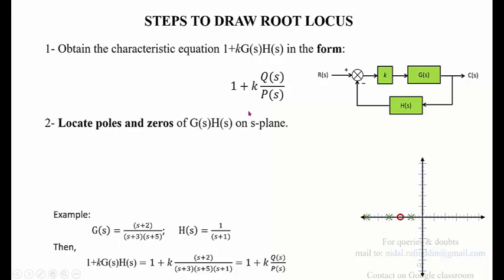Now the second step says that you'll have to locate the poles and zeros of G(s)H(s) on the s-plane. So if you see, this function G(s)H(s) is (s plus 2) upon (s plus 3) into (s plus 5) into (s plus 1). So from this we get 1 zero, s equal to minus 2, which is located here. And then we have 3 poles, s equal to minus 1, minus 3 and minus 5. So they are located at their respective positions. So we have 3 poles and 1 zero. The poles are given in green and the zero is shown in red. So this is step 2.